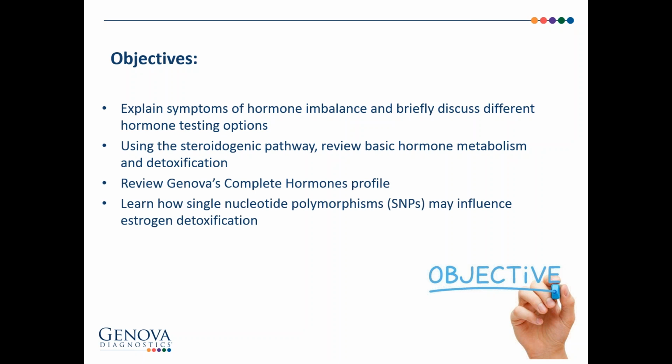And then lastly, we're going to talk more about SNPs, which we spoke about this morning, these single nucleotide polymorphisms. And we're going to see how they can influence estrogen detoxification, which is super important. SNPs and biomarkers, by putting them together, is something Genova does a lot, and I think it really adds to the overall clinical picture. So we're going to talk about how overlaying SNPs into those results is important.